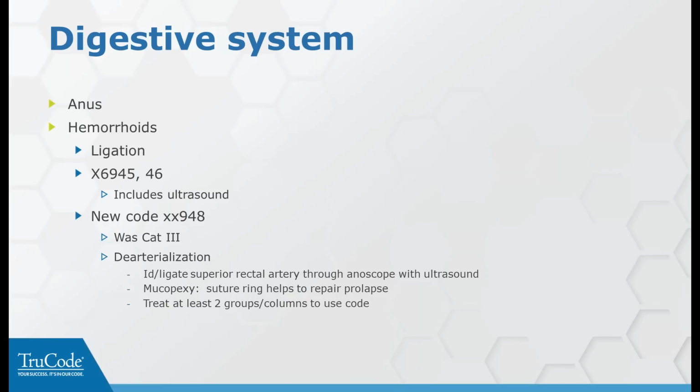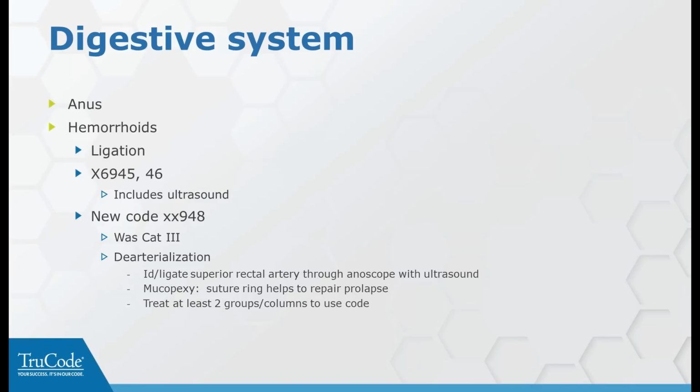So a dearterialization, I wanted to know more about that. I didn't know what that meant. So what they do is they go in and they identify and then they ligate the artery. They use an endoscope, they use ultrasound to kind of look around there as well, and they do identify those and then they get rid of them. They destroy them there. They also might do a mucopexy, which is also there. It says with mucopexy when performed, and basically they do a suture ring to kind of shore it up, to help repair if there's a prolapse, to pull it back into place again.